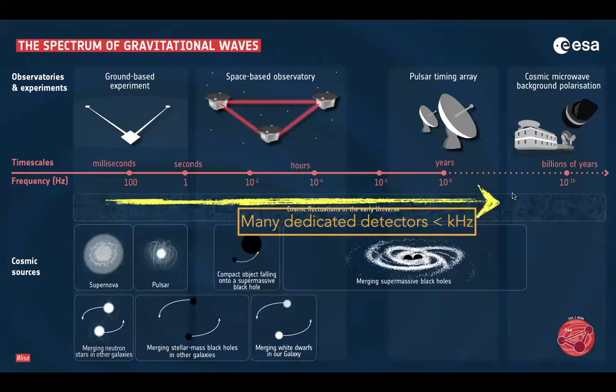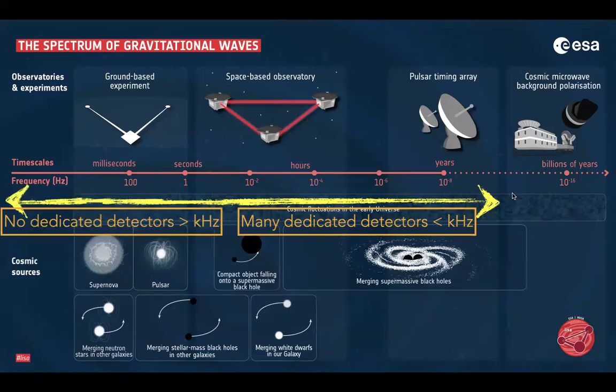So there are many dedicated detectors below the kilohertz regime, going all the way up to roughly 1 kilohertz, capable by LIGO-Virgo interferometers. And on the contrary, there is not a single dedicated detector above the kilohertz range at all. And by itself, that shouldn't be a problem. If there's nothing interesting in the high frequency regime at all, then why bother building a detector?